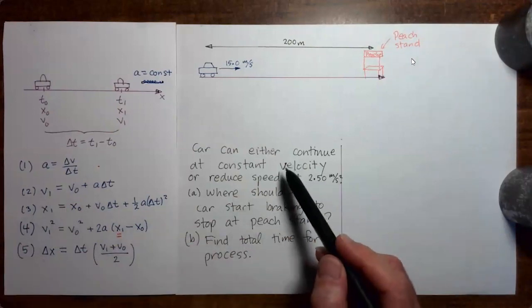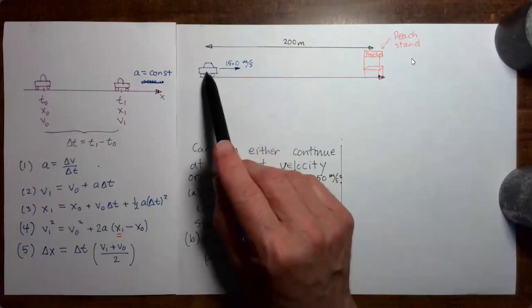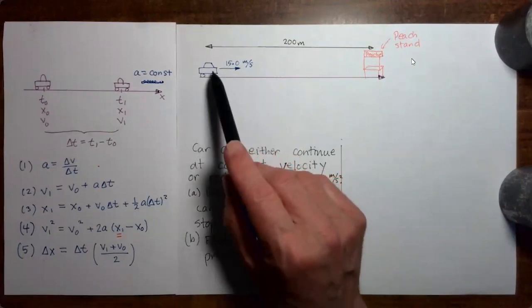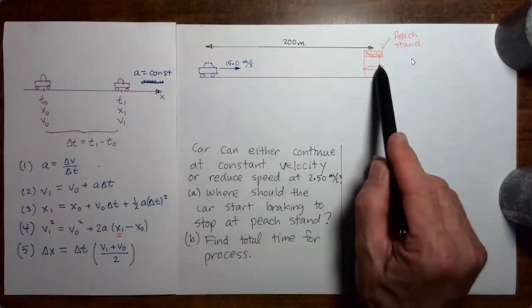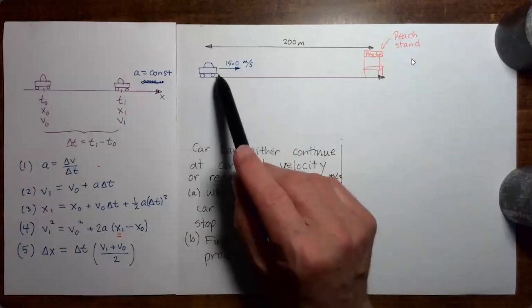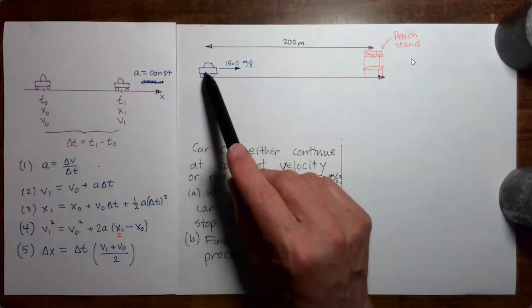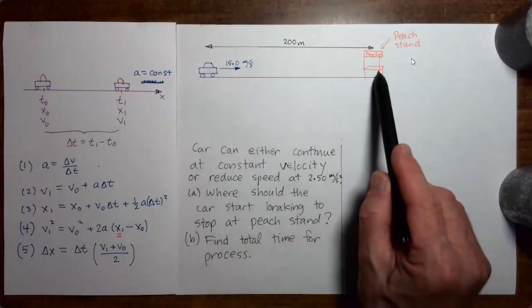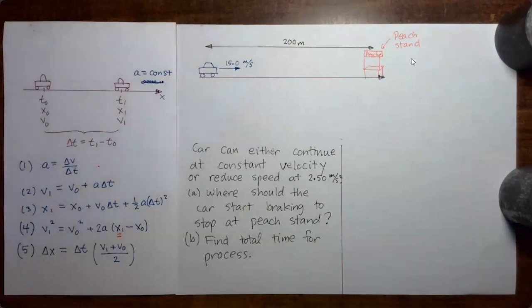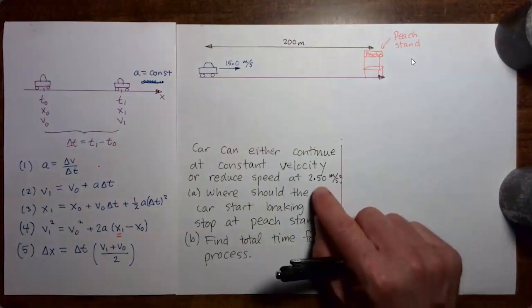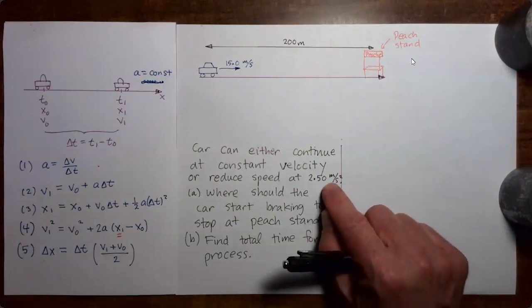So here's what's happening. We have a car driving along, and 200 meters in front of the car, there is a peach stand. And the driver of the car would like to buy some peaches. So the driver would like for the car to stop right in front of the peach stand. Now, this is a funny kind of a car. The car can either drive at constant velocity or reduce its speed at a rate of 2.5 meters per second per second.